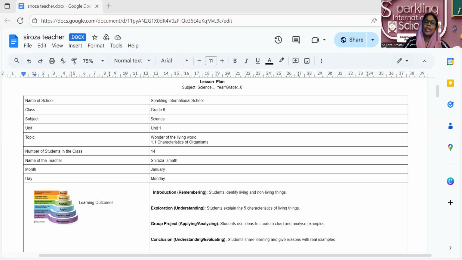My aim is to help students identify living things and non-living things and understand 5 characteristics of living things: nutrition, movement, respiration, growth, and reproduction. To make it simple and meaningful, I divided my lesson into 4 parts with clear timing and different teaching methods.